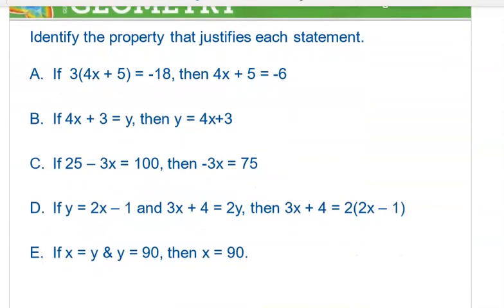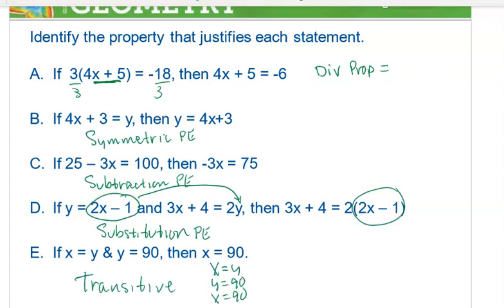So you're going to identify the property that justifies these statements. I'll help you with the first one. The first one, I changed this to be 4x plus 5. It looks like it might be distributive, right? But what's different is the 3 is gone. How did I do that? I divided by 3 to get to that. So this would be the division property of equality. You could write it like that. Okay, you try the next ones.